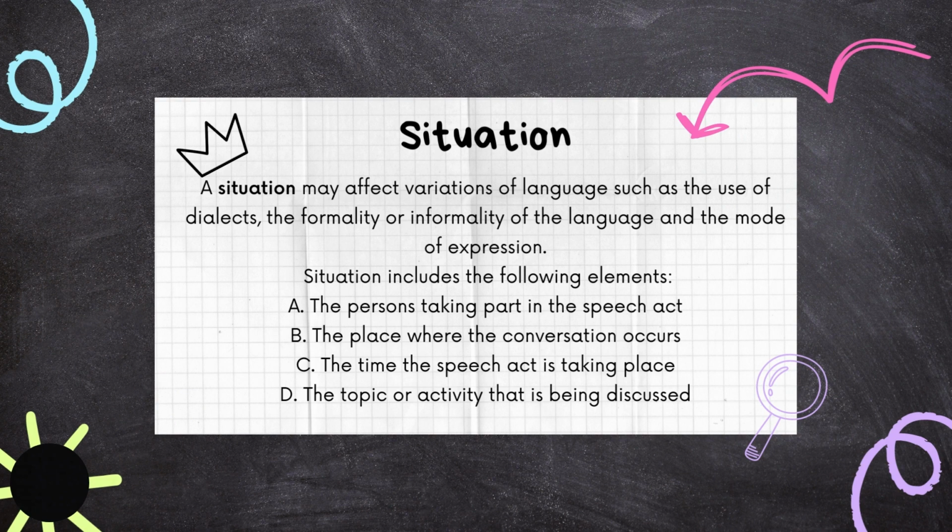So, for the situation, a situation may affect variations of language, such as the use of dialects, the formality or informality of the language, and the mode of expression. Situation includes the following elements: A. The person taking part in the speech act. B. The place where the conversation occurs. C. The time the speech act is taking place. And D. The topic or activity that is being discussed.